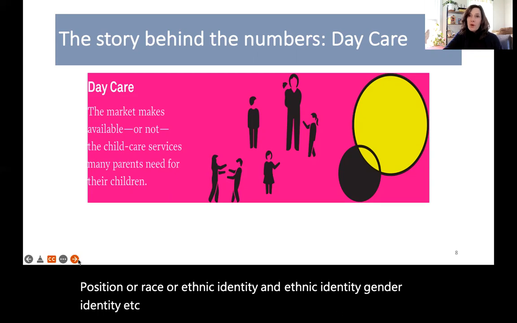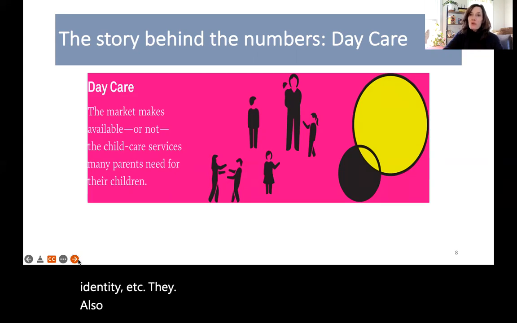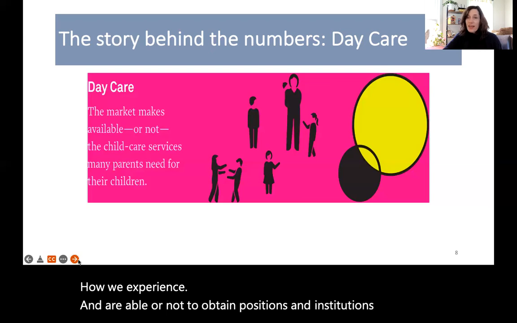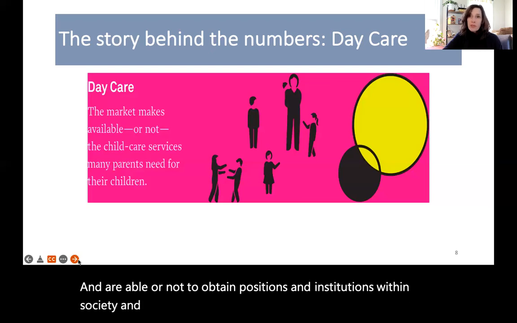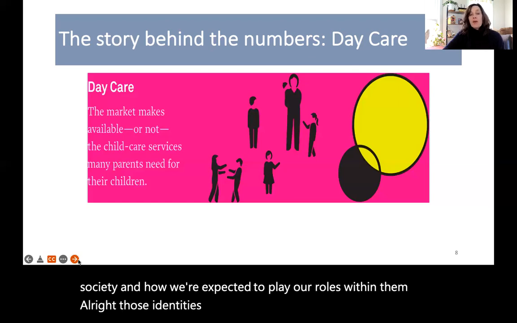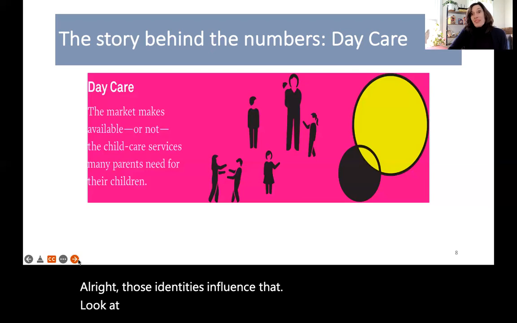They also intersect and influence how we experience and are able or not to obtain positions in institutions within society, and how we're expected to play our roles within them. All right, those identities influence that. We'll look at how, but the reason I went off on that is because think about this.